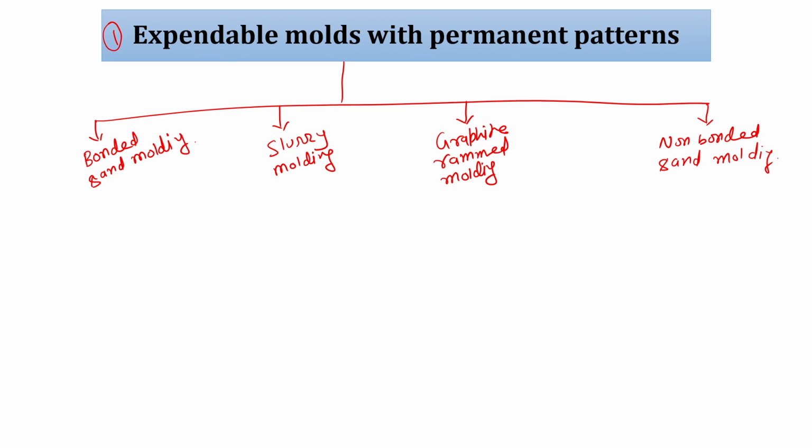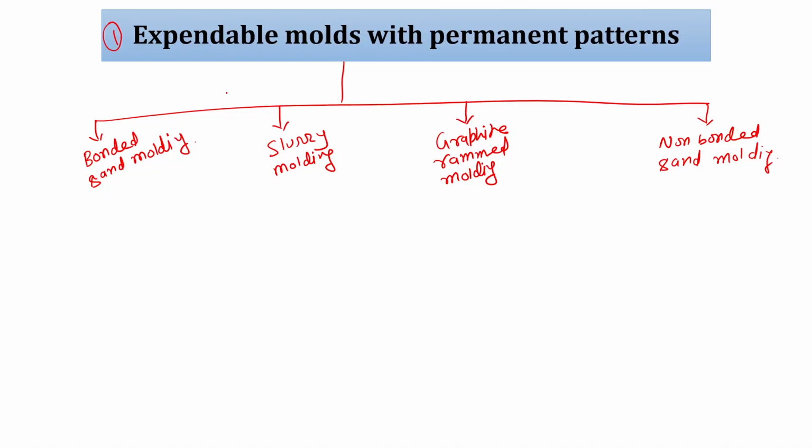Bonded sand molding. Obviously, you are using a sand mold, but there is bonding. How can sand bond? By using fire clay, binder and all, and moisture. Okay, so based on that we will divide it.